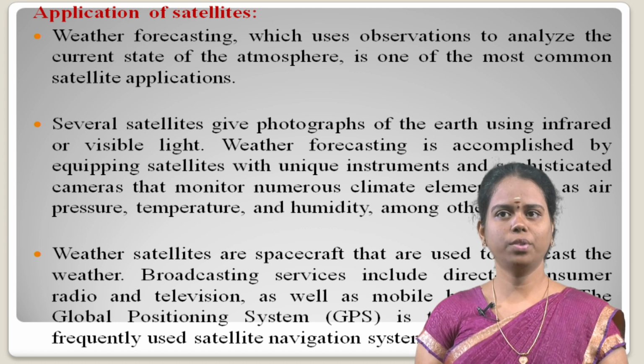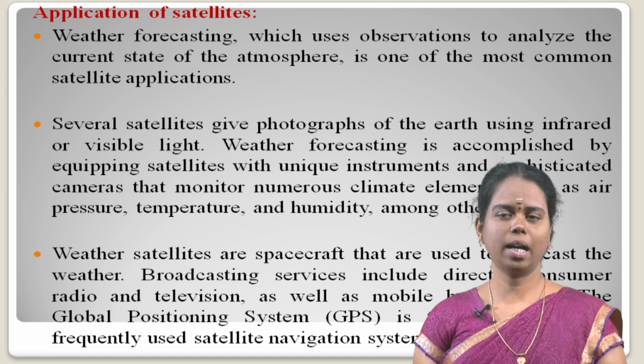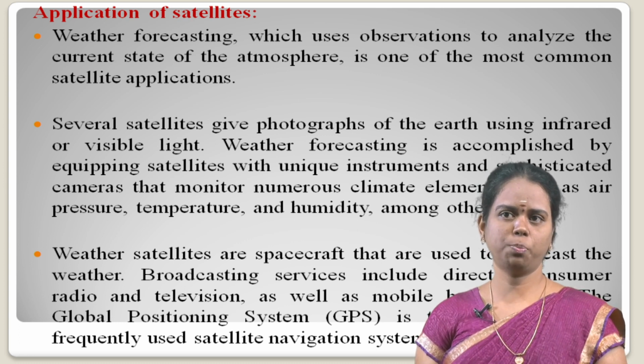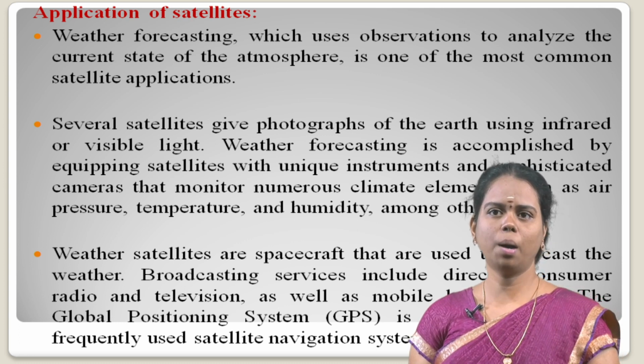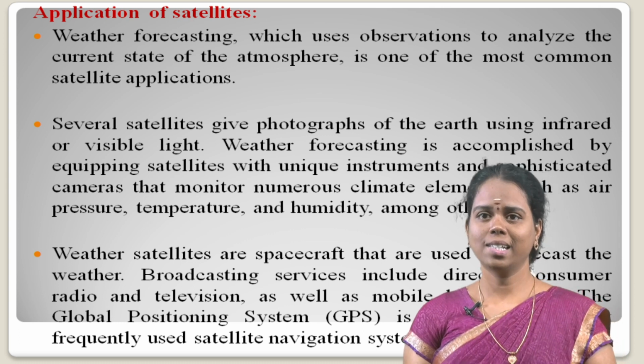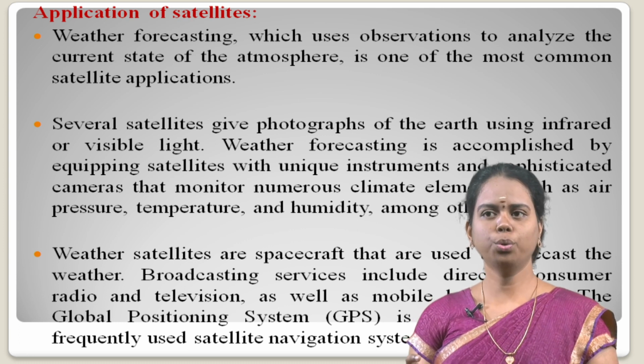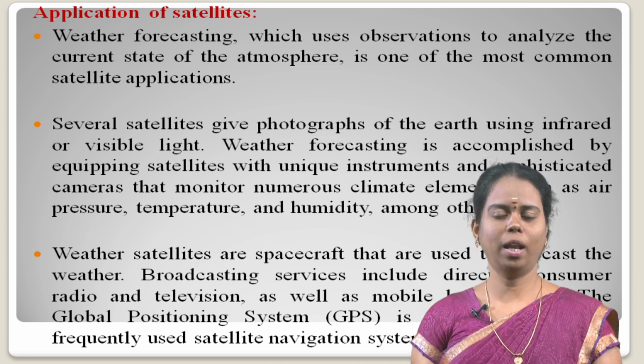Weather forecasting, which uses absorption to analyze the current state of the atmosphere, is one of the most common satellite applications. Another one is that several satellites give photographs of the Earth using infrared or visible light.